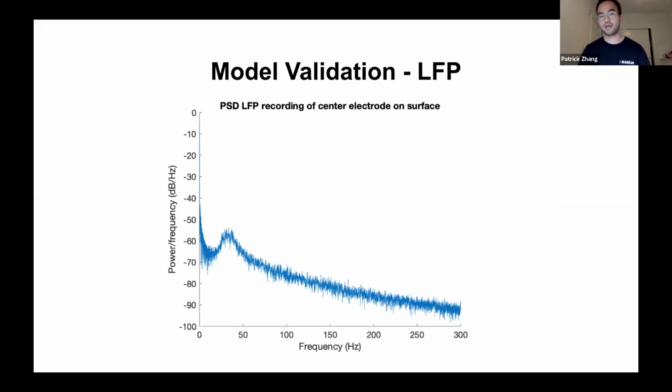Because our model is generating LFP, we also wanted to verify that the LFP generated was realistic as well. So here we're looking at a power spectral density curve of an LFP recording from the center electrode on the surface of the model. And we're looking for a 1 over frequency curve here. You can also notice that there's a bump around the gamma frequency at around 40 hertz. This is an artifact from our initial model configurations, and we're actively looking at how tweaking these configurations can change the size of this bump.